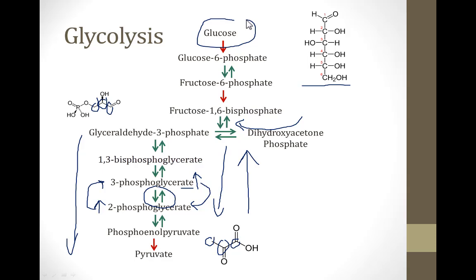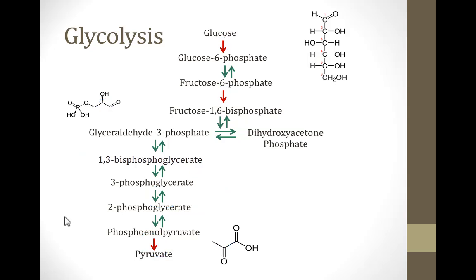3 of these reactions, however, are not reversible, and they are indicated by the red arrows on the screen here. So the conversion of glucose to glucose 6-phosphate is not reversible. Fructose 6-phosphate to fructose 1,6-bisphosphate is not reversible, and phosphoenolpyruvate to pyruvate is not reversible. These are the most important reactions to know for glycolysis, and we'll talk about these in detail in this module.